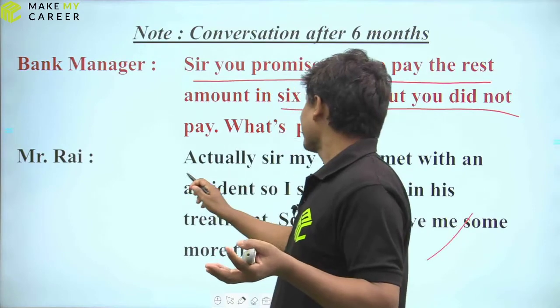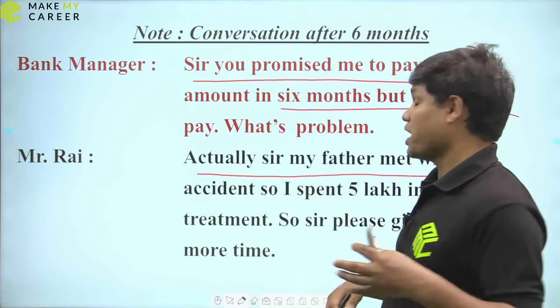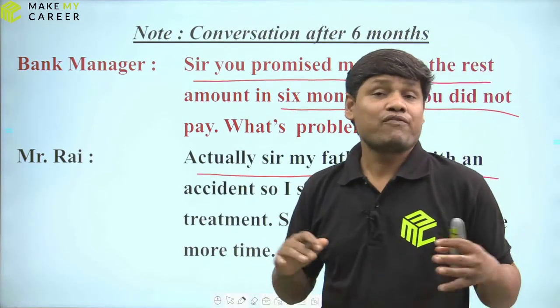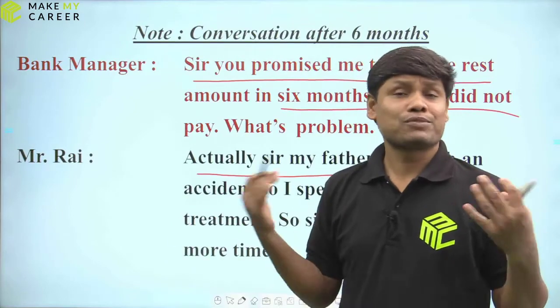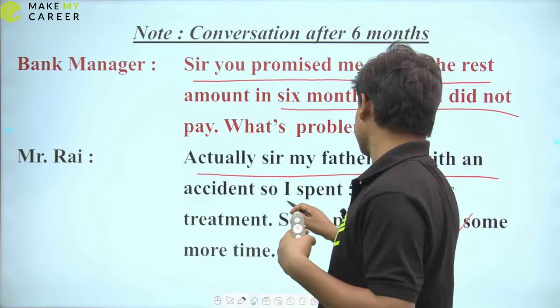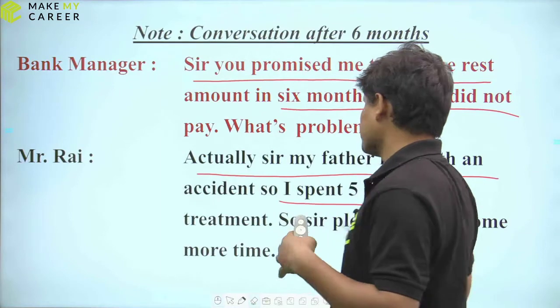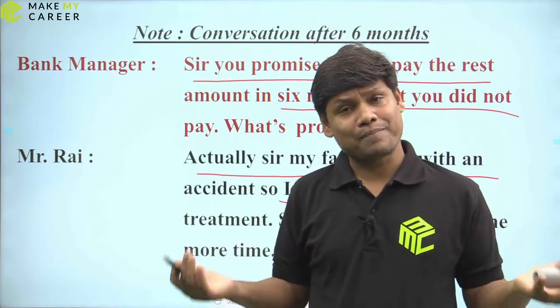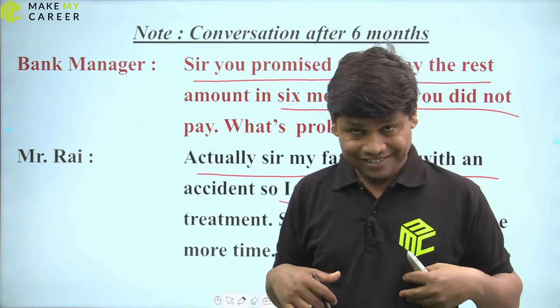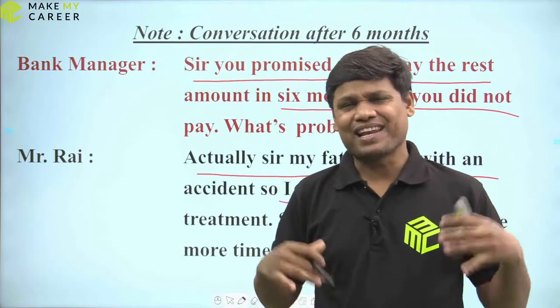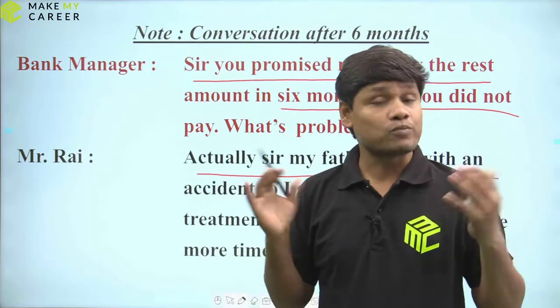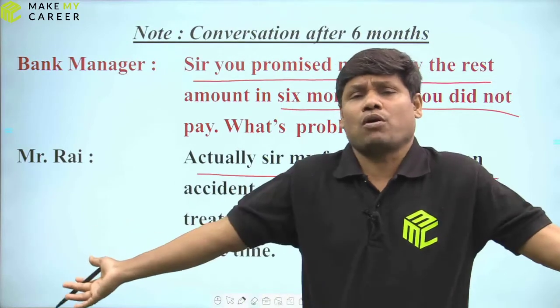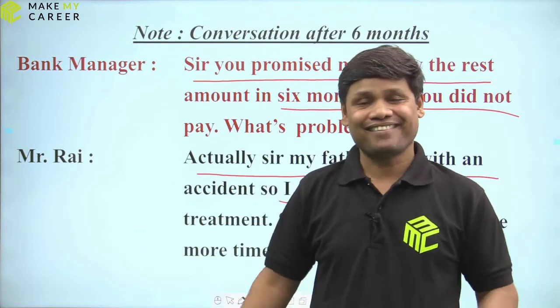Mr. Rai: actually, sir, my father met with an accident. I'm sorry, sir. My father met with an accident. I'm sorry, I cannot pay. And in his treatment, I spent near about 5 lakh rupees. So I'm really sorry, I cannot pay now. Now, the next excuse, right? Sir, my father met with an accident, in that 5 lakh rupees were spent. I'm sorry, I cannot pay, right?